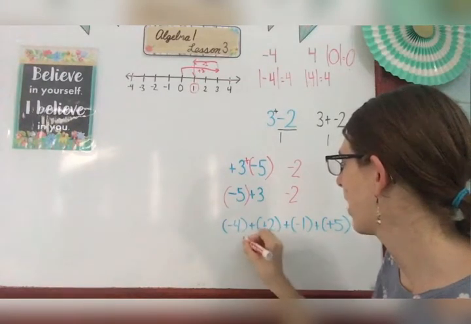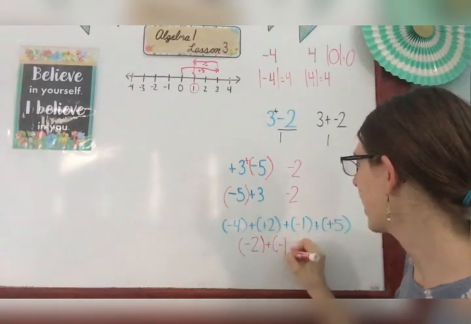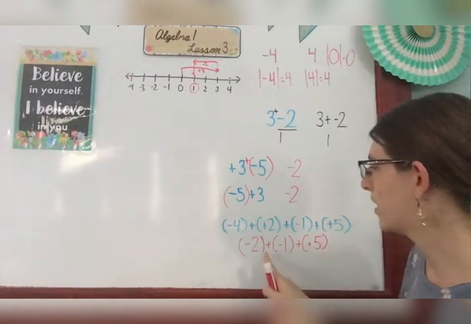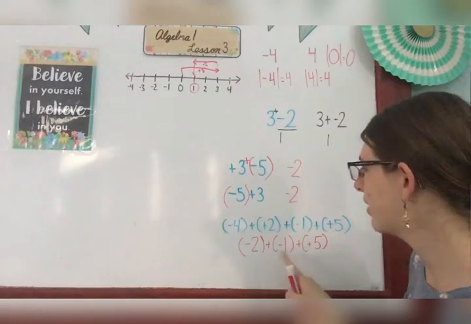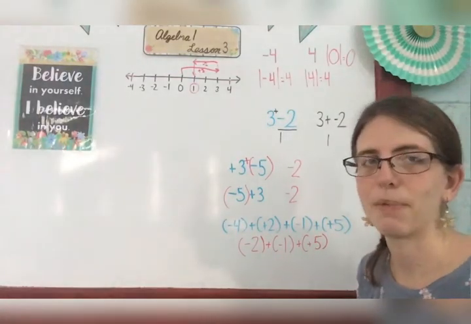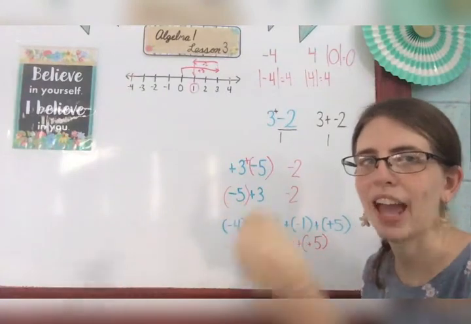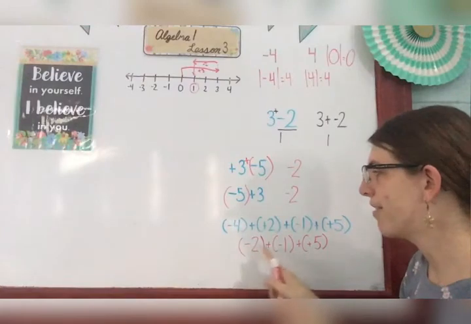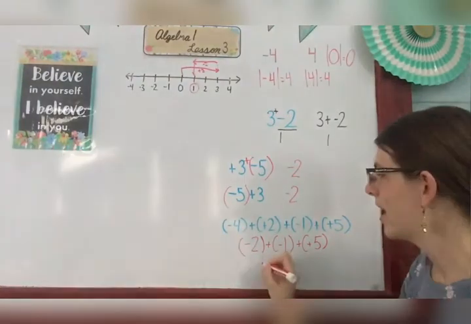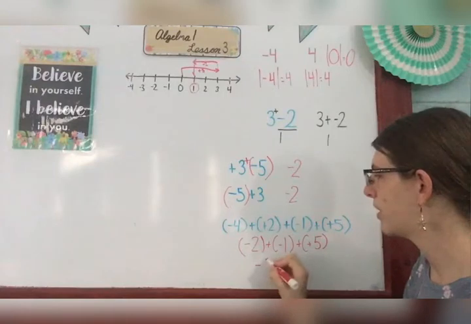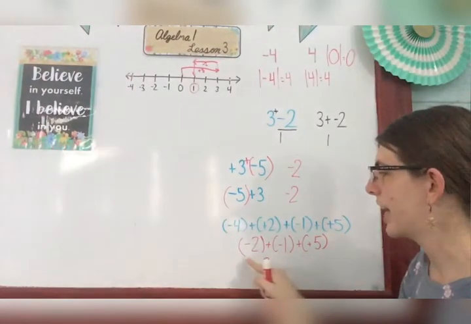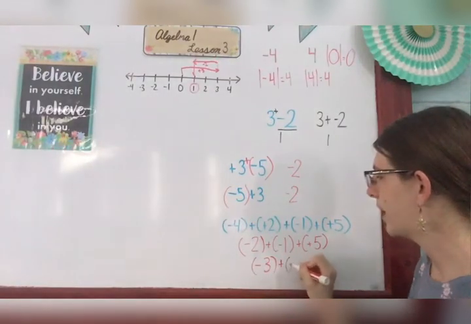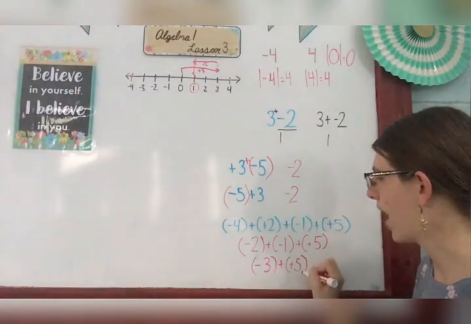So now I have negative 2 plus negative 1 plus positive 5. Notice how I've separated out each of my signs and I'm adding everything together, keeping the sign with the number and adding every term. Negative 2 plus a negative 1. Well, they have the same sign, so all I do is add them and keep the sign the same. 2 plus 1 is 3. I keep the sign the same at negative. So now I have negative 3 plus a positive 5.